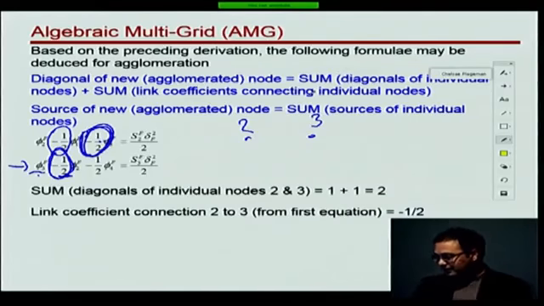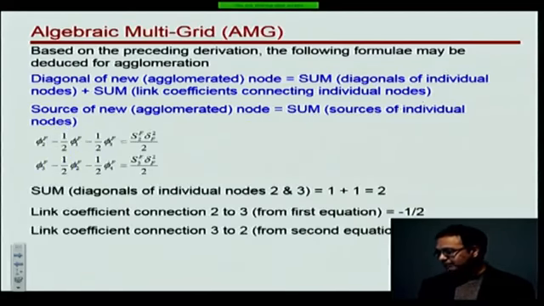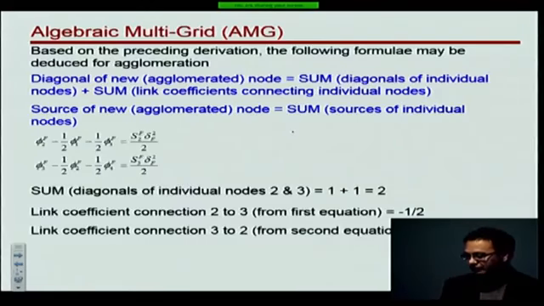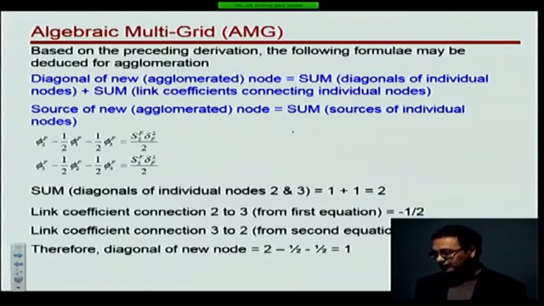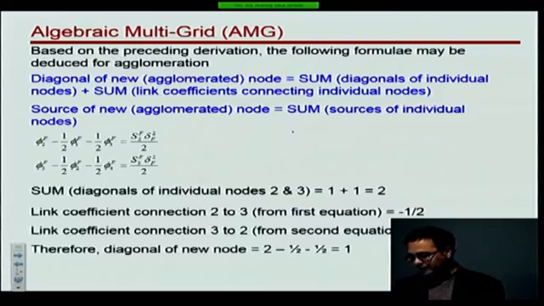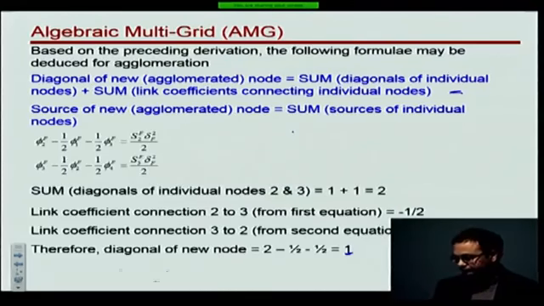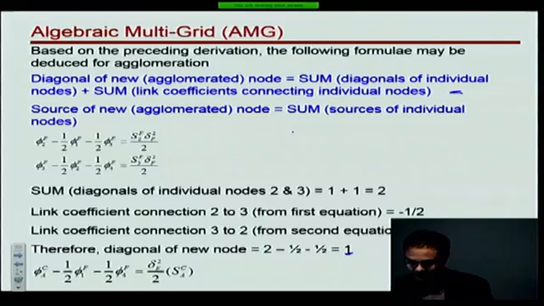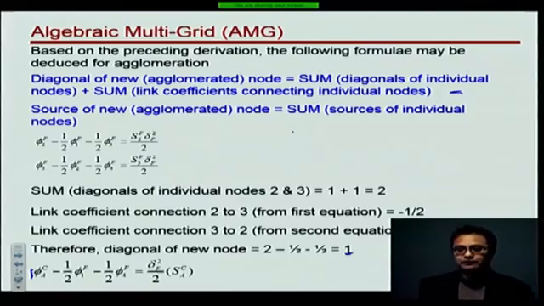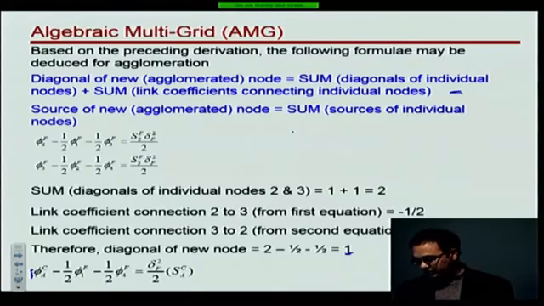So we have this, and same thing as I said from 3 to 2, -1/2. Now if I apply the formula, the diagonal of the new node becomes 2 - 1/2 - 1/2. I'm applying this whole formula here, and that's a 1. So that's what you see here, this diagonal is 1. Everything else remains unchanged except the source term. The source term also, of course, got added.